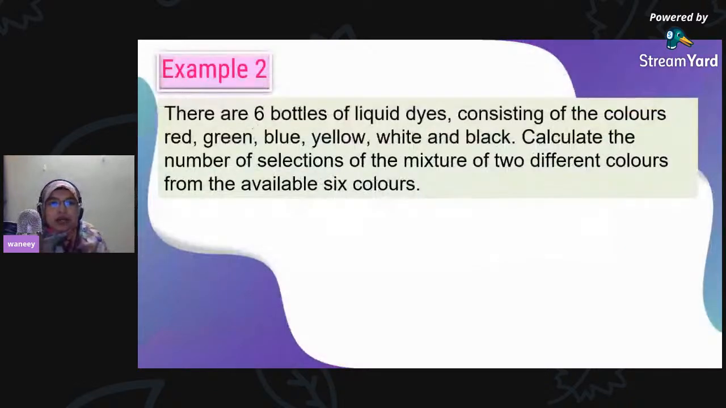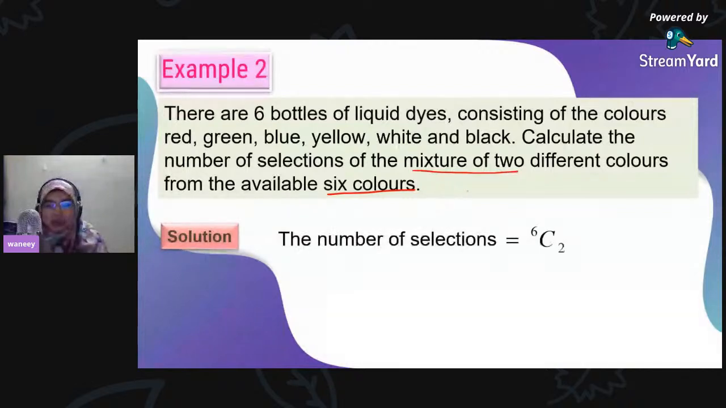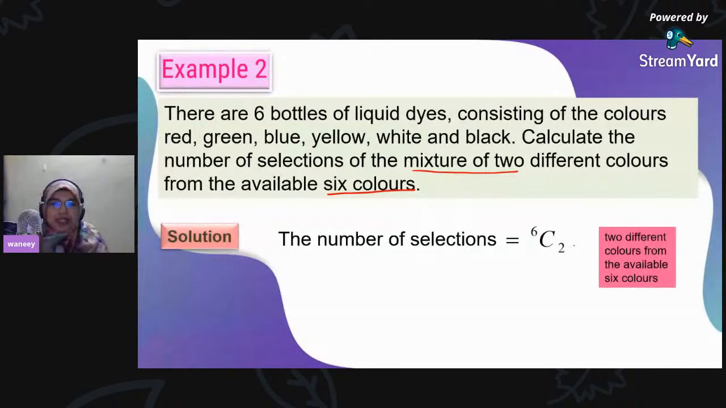Okay, so let us go to the second example. There are 6 bottles of liquid dye consisting of the colors red, green, blue, yellow, white and black. Calculate the number of selections of the mixture of 2 different colors from the available 6 colors. Out of 6, I want a mixture of 2, so out of 6, I want to choose any 2. So it will become 6C2. We want to choose two different colors from the 6 colors. So 6C2 is equal to 15.